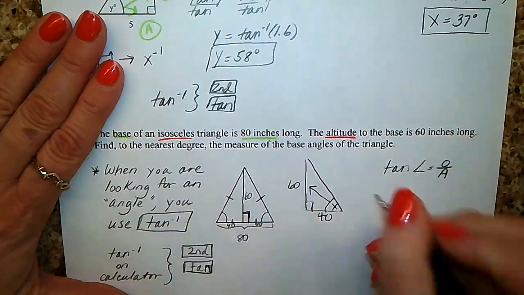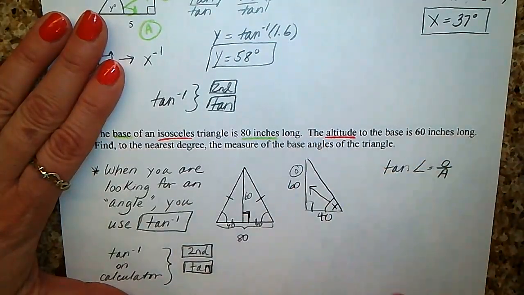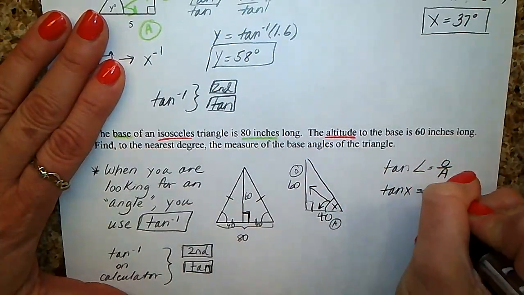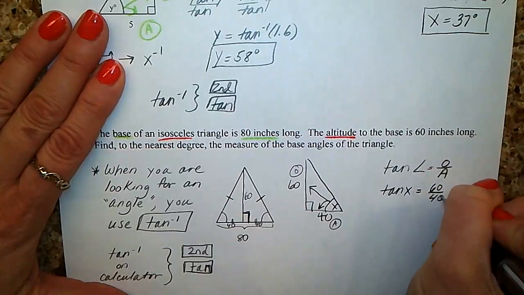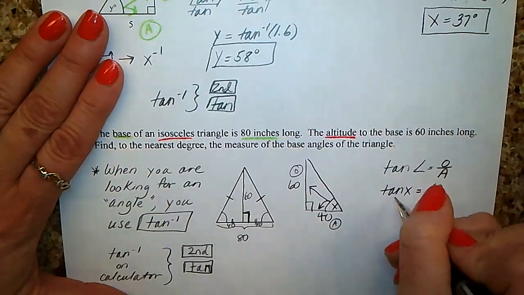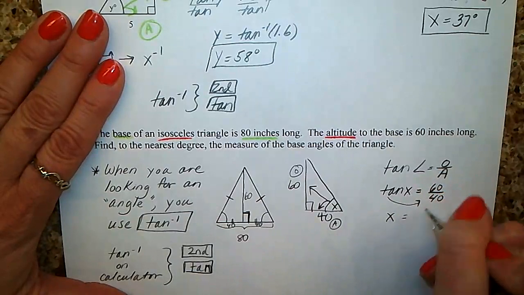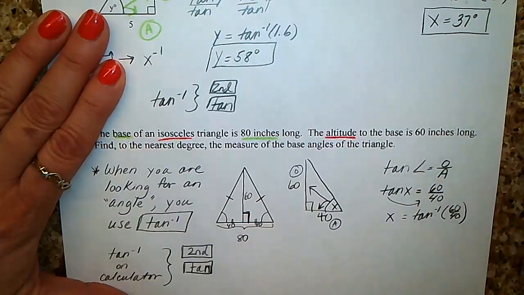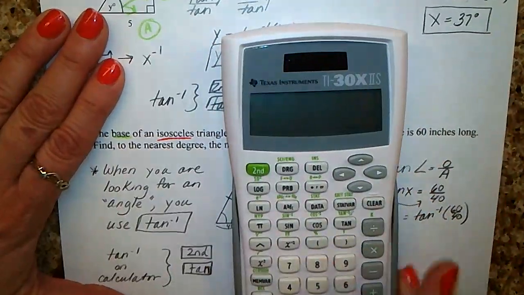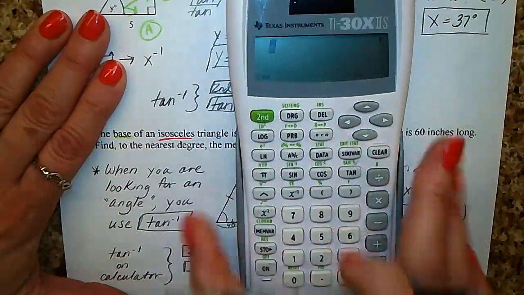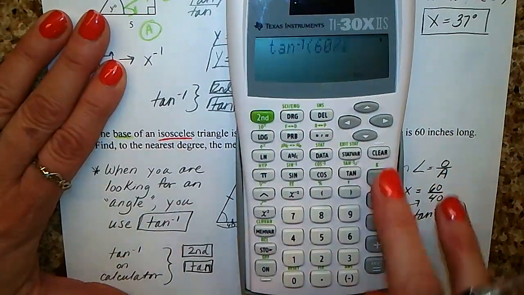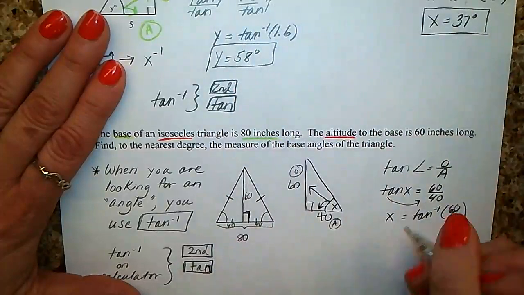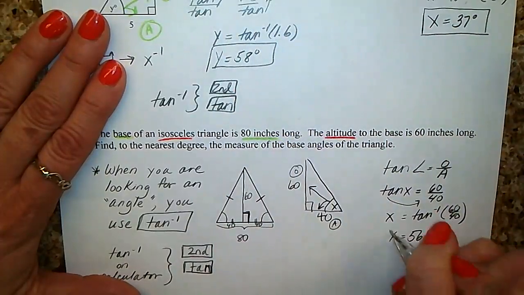So from the x, the opposite is our 60 and the adjacent is our 40. So the tangent of x is equal to 60 over 40. Okay? So once again, I've got to move that tangent over. X is going to equal tangent to the negative 1 of 60 divided by 40. So I'm going to put that right in my calculator. Second tangent, 60 divided by 40, and we end up with a 56-degree angle. Remember, we're finding an angle here, so we're rounding it off to the nearest whole degree.